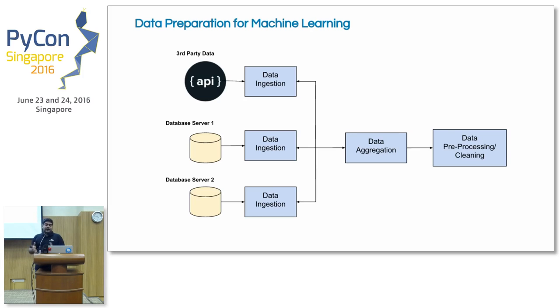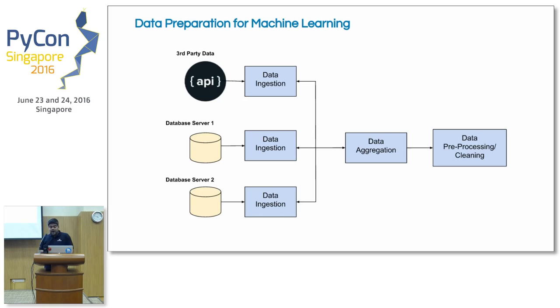So what usually happens in data preparation? Imagine a hypothetical situation where we have three data sources and three components for data ingestion, which basically consume the data. And once you have the data, you need to aggregate it. To aggregate, you need to find a common field, might be an ID or a name, and come up with a single view of the data from all three sources. So you have something called a data aggregation task.